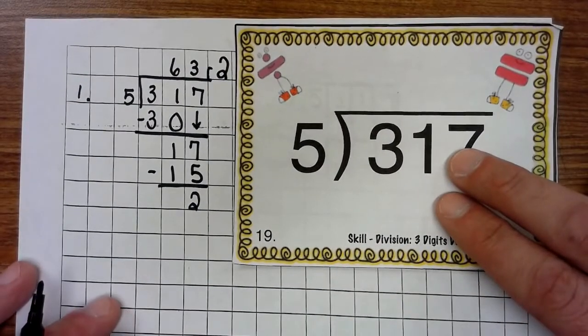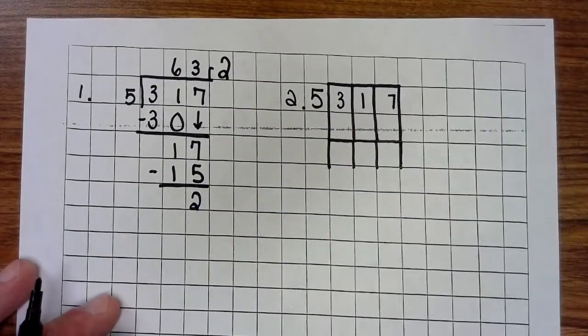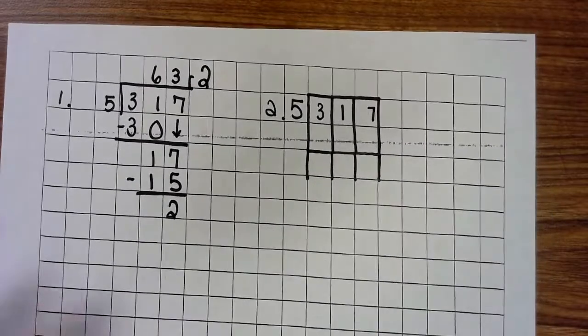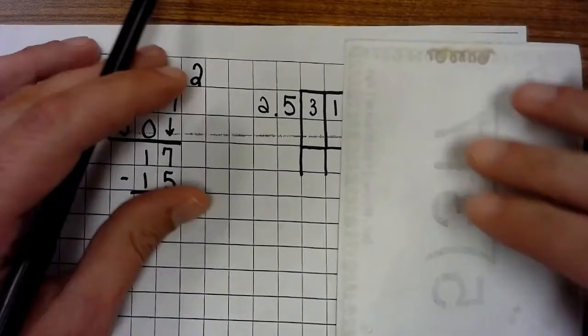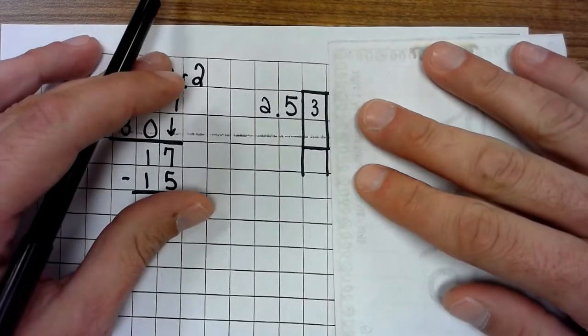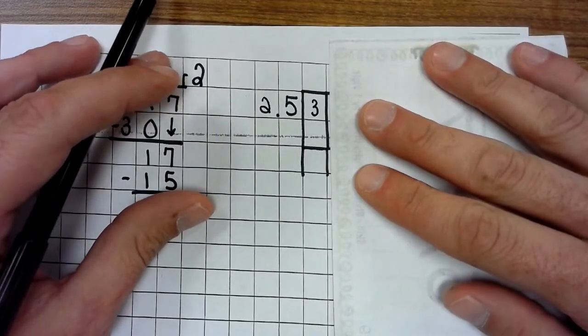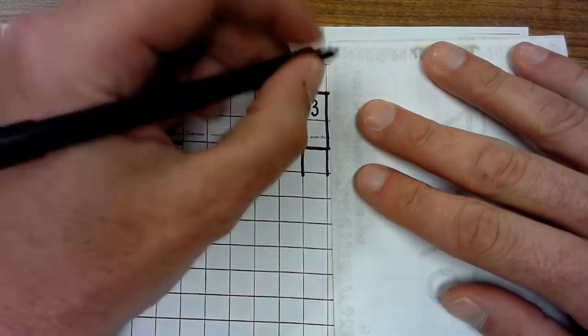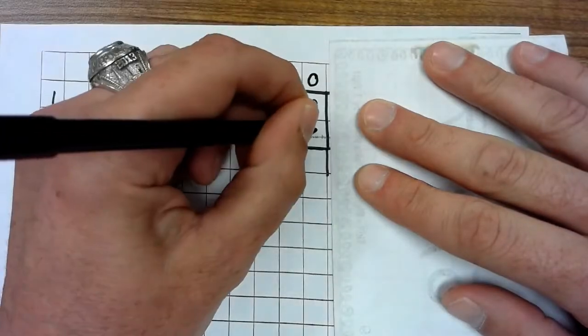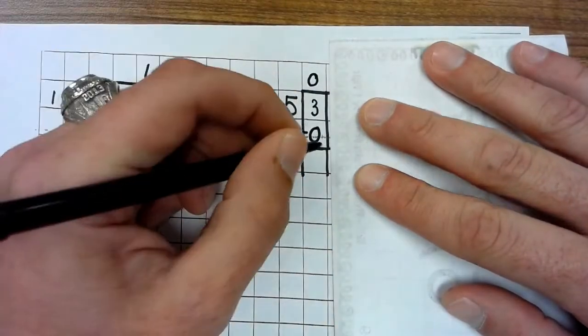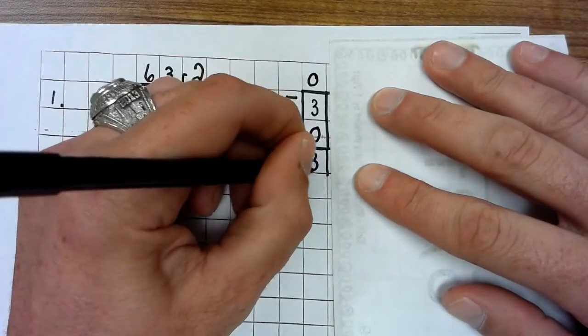The next one is my personal favorite. It's called doghouse division. When you're setting up doghouse division, you're only going to deal with each individual box at a time. For example, we'll start off with the first digit. How many times does 5 go into 3? 0 times. 3 minus 0 is 3.